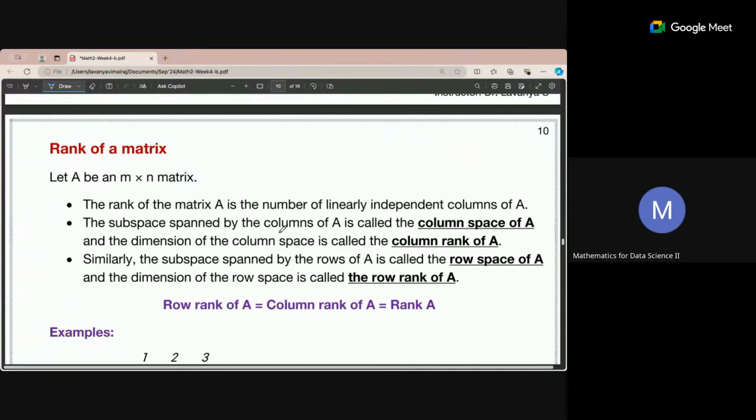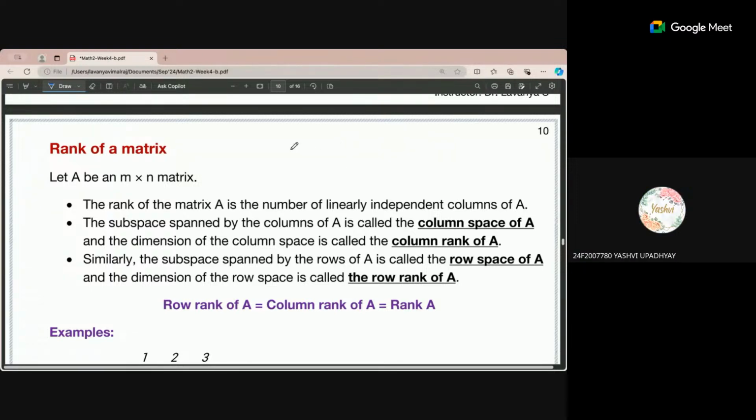So the subspace spanned by the columns of A is the column space of A. What is the subspace spanned by the columns of A called? It is called the column space. And the dimension of the column space is the column rank. So here the column space is a subspace of which space, can you tell? You are considering the columns of A. So columns of A will form a subspace of which space?